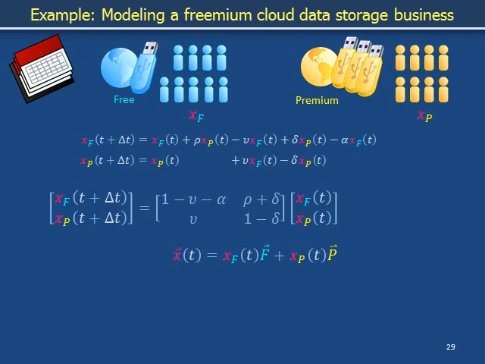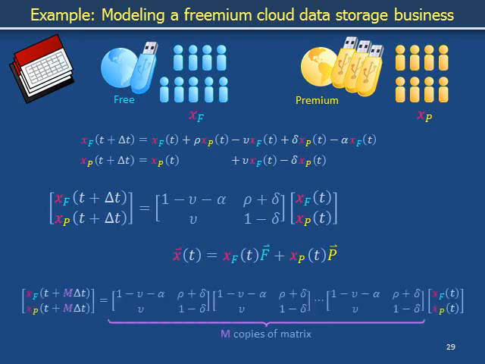The matrix with elements 1 minus upsilon minus alpha, rho plus delta, upsilon, and 1 minus delta describes a step in time of 1 month. Repeated applications of the matrix represent repeated advances of time in steps of 1 month. For example, multiplying the initial vector components xf and xp evaluated at time t by m copies of the matrix produces the subscriber base at time t plus m additional months.